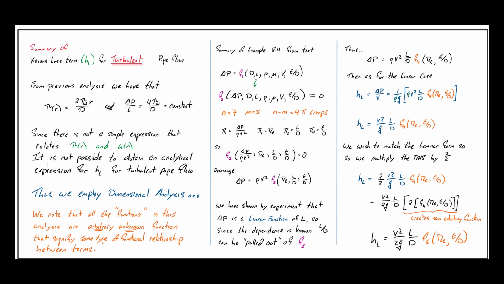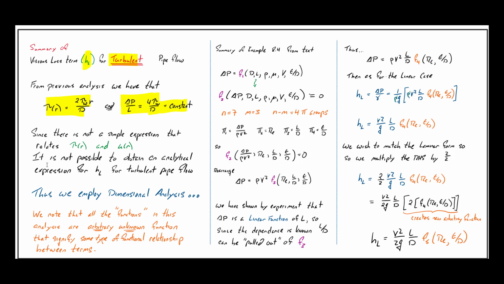All right, so now we can go ahead and summarize how we get the expression for the viscous loss term HL for turbulent pipe flow. We've already shown from the previous that these two expressions are true: that there is a linear change in the shear stress as we move out from the center to the wall, and that delta P over L is still going to be a constant.